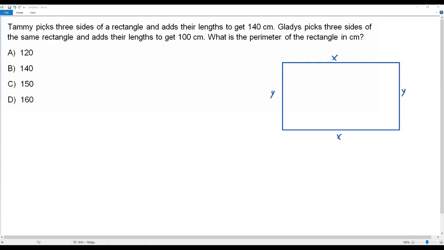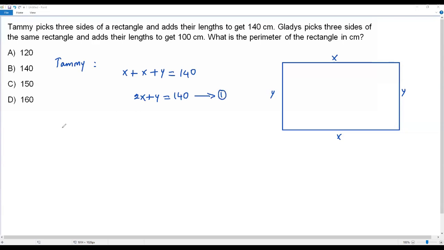Now let me go to the first information of the question. That is, Tammy picks three sides of a rectangle. And the question does not say whether she picks two lengths and one width, or two widths and one length. Now let me assume that Tammy picks two lengths and one width. Then for Tammy, we get x + x + y. So she picks two lengths and one width, and she adds their lengths, and she's getting 140 centimeter. So it is equal to 140. And when I combine this x and x, I'm getting 2x + y = 140. I take this as equation number 1.